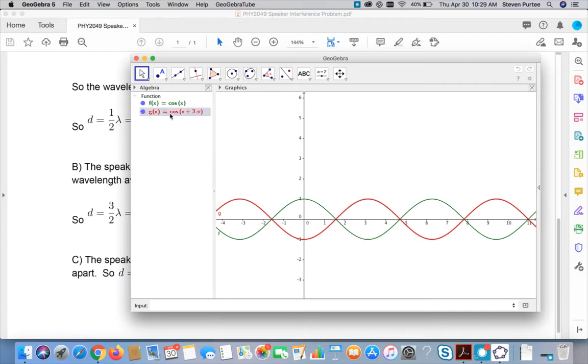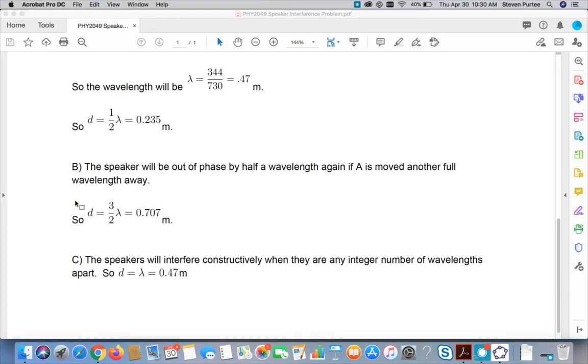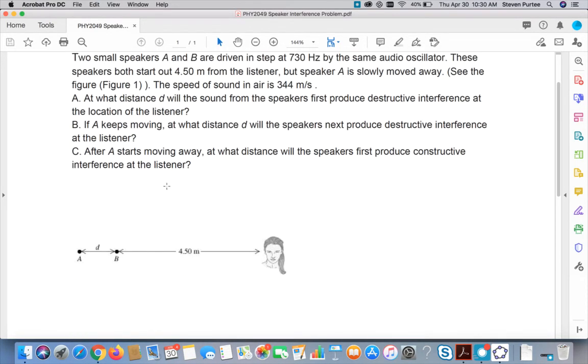What if I moved one of them a full wavelength? Instead of an odd number of half wavelengths, an even number of half wavelengths. If I moved 2 pi, oh look, they completely line up. So in part C, we want to move it so that they interfere constructively.